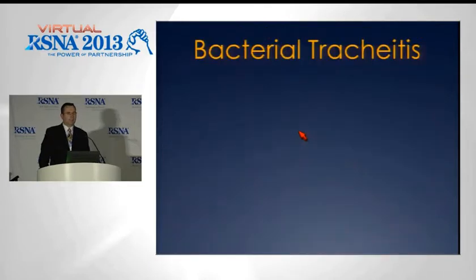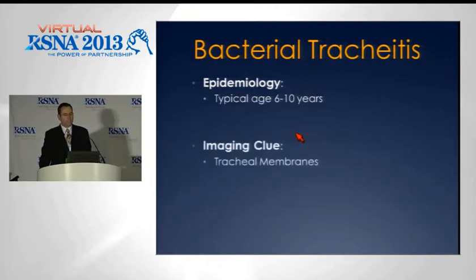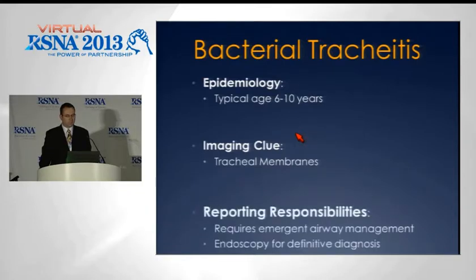Bacterial tracheitis, when I've looked at it in the textbooks, sure looks angrier than the appearance that I showed you today. But in my experience, these subtle findings are what I've come across for bacterial tracheitis. Epidemiology is different than croup, which was 1 to 3. In bacterial tracheitis, the typical age is 6 to 10 years. We look for these thin septations or membranes. This is also an airway emergency, and endoscopy is used for definitive diagnosis.